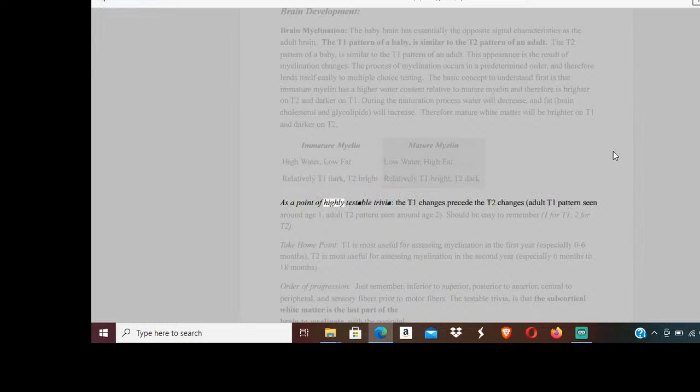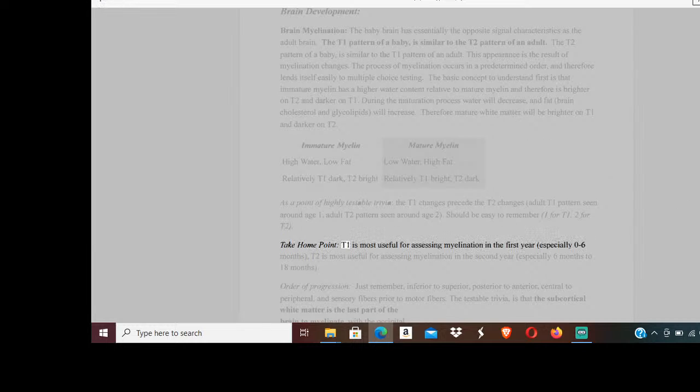As a point of highly testable trivia, the T1 changes precede the T2 changes. Adult T1 pattern is seen around age 1, adult T2 pattern seen around age 2. Should be easy to remember, 1 for T1, 2 for T2.